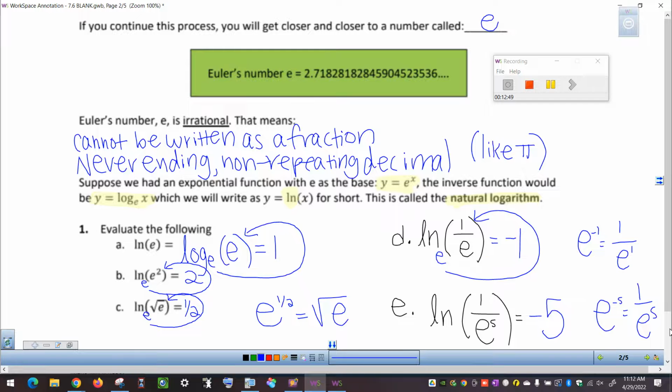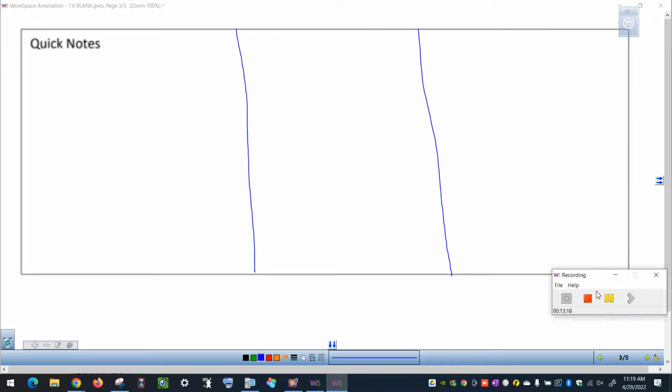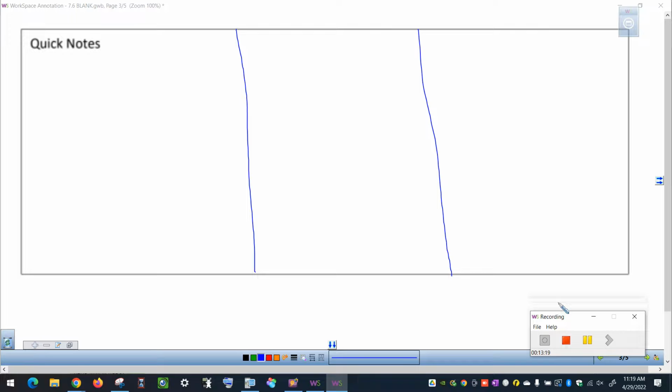Okay, we are going to go ahead and turn over to the back side. All right, so first thing, we're just going to summarize a few things that we've talked about so far with natural logs.